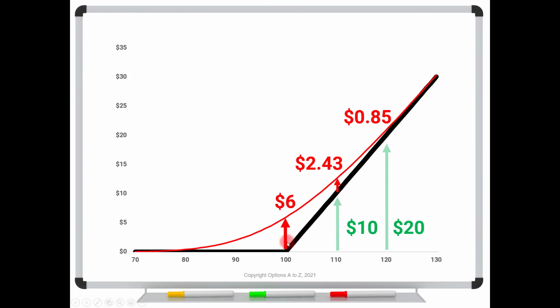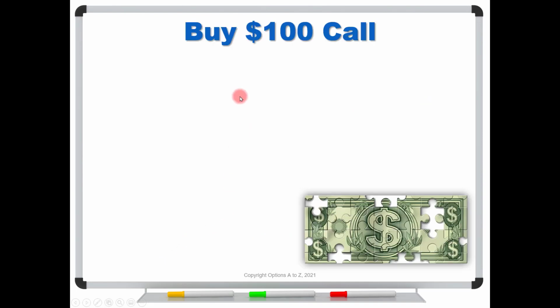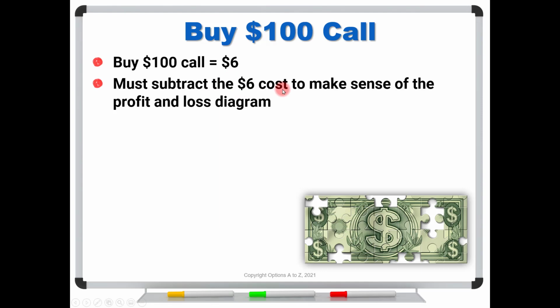So the main point from this is that if you're having a hard time seeing the intrinsic value and the extrinsic values, it's because you're not looking at a payoff diagram. Most of your broker platforms are not going to show it this way. Instead, they're going to show it as a profit and loss diagram, and this is where the confusion can come in. So let's say that we buy a $100 call. We'll use that price as 6, and we have to remember that you've got to subtract this $6 cost to make sense of the profit and loss diagram.